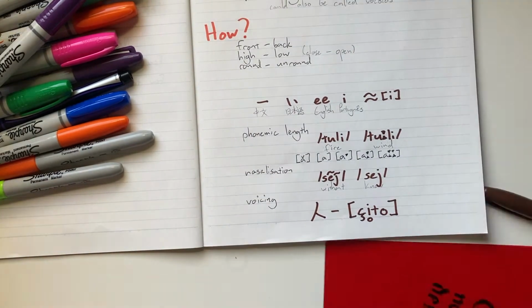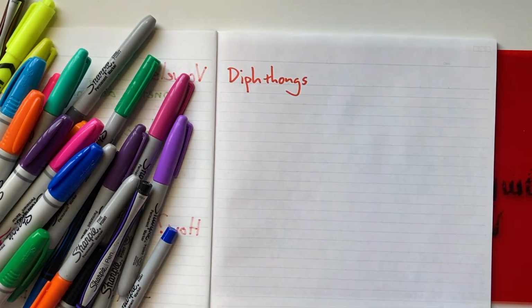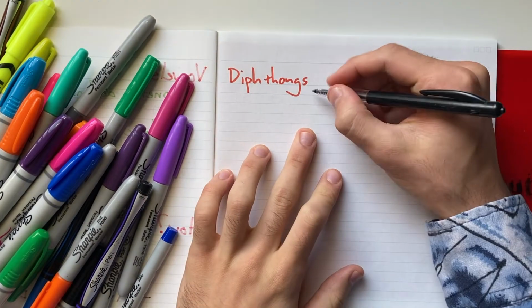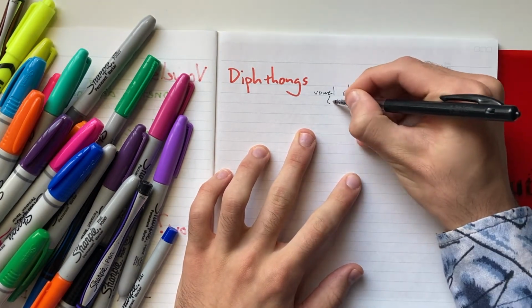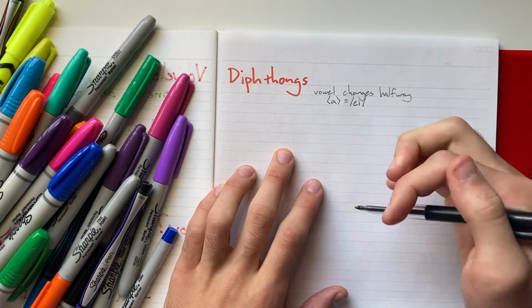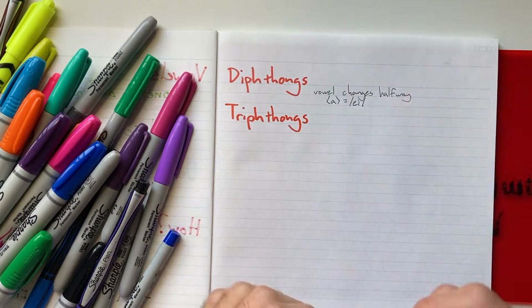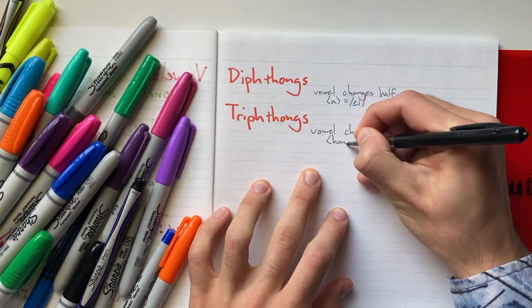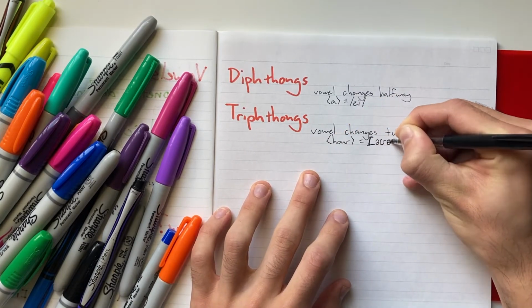Another fun thing vowels do is change halfway through. These are called diphthongs, and they're extremely common in English. A is one very common example. They can even change twice, and these are called triphthongs. These aren't nearly as common, but one good example is the word hour in certain British accents, awa.